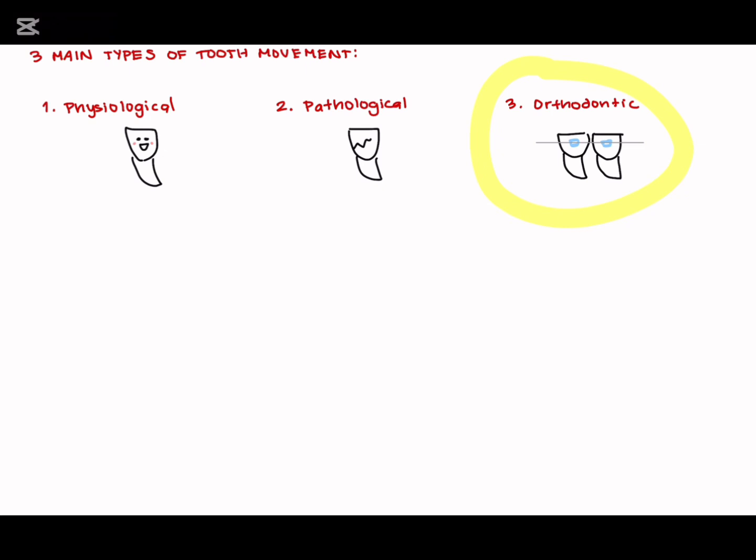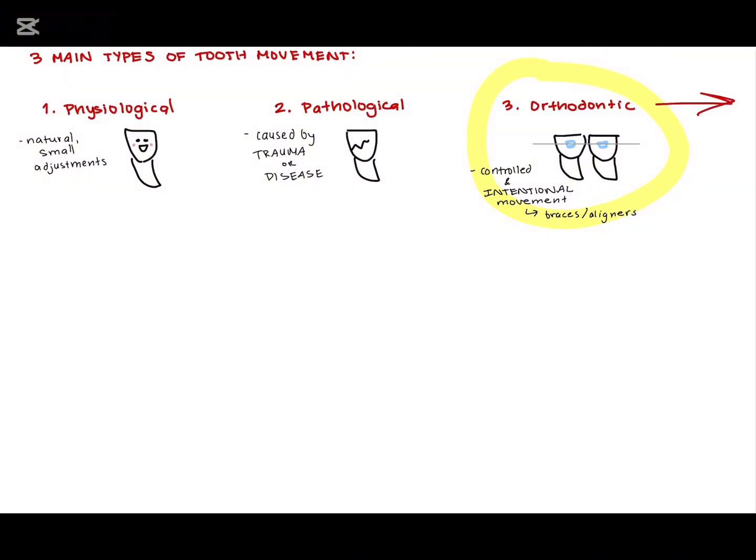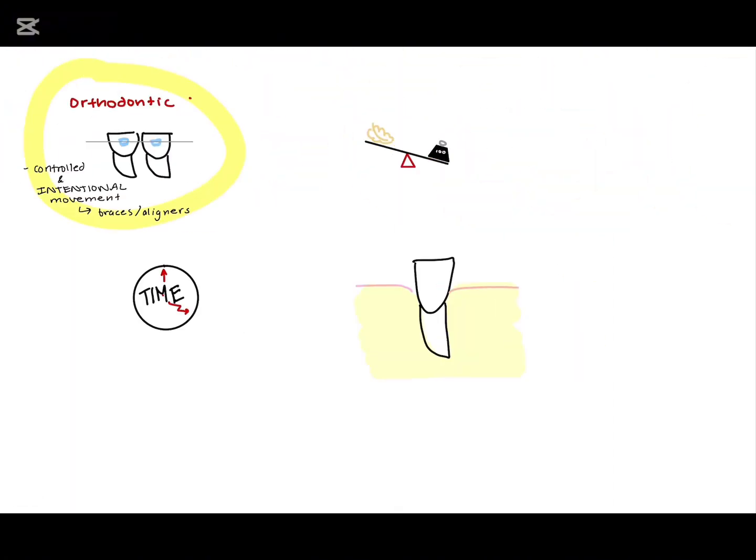Physiological tooth movement is natural small adjustments that happen daily, such as during chewing or aging. Pathological is caused by trauma or disease, such as periodontitis or tooth loss. Orthodontic movement, which again is what we're focusing on today, is controlled and intentional movement, and this happens using appliances like braces or aligners.